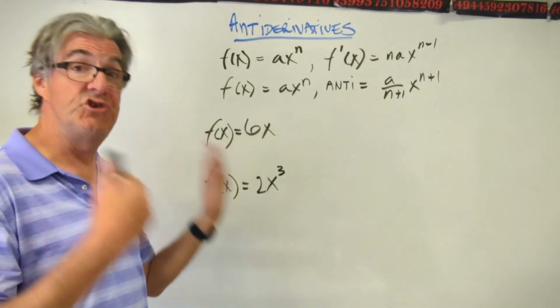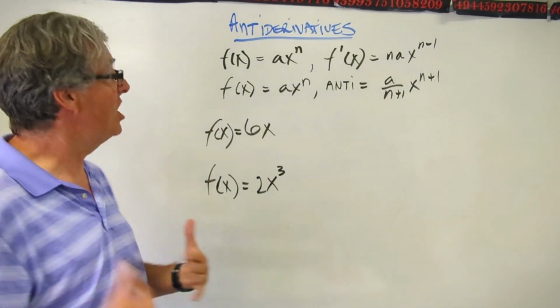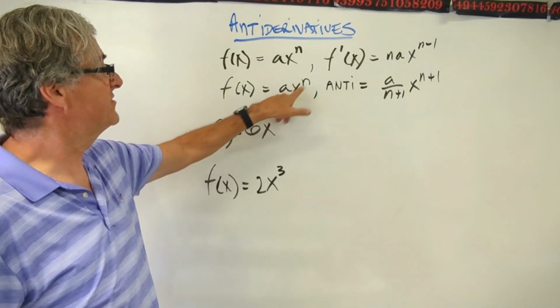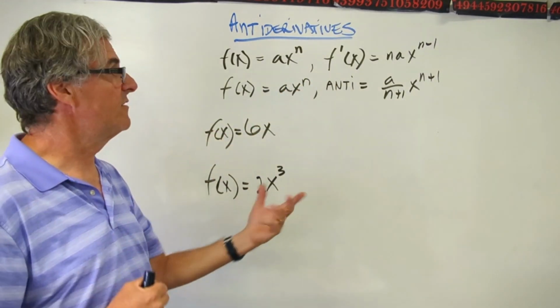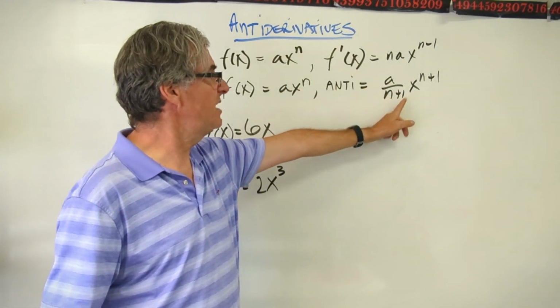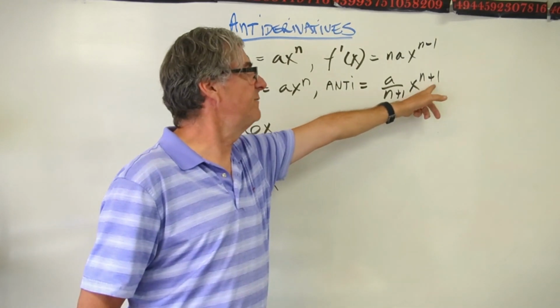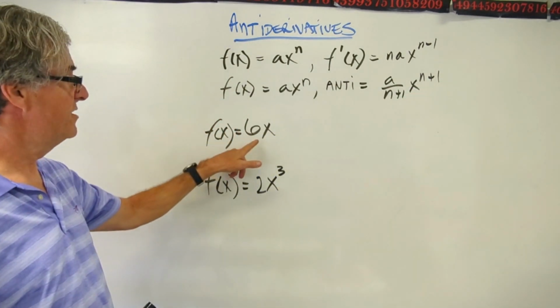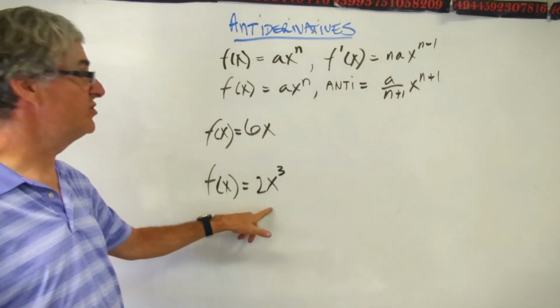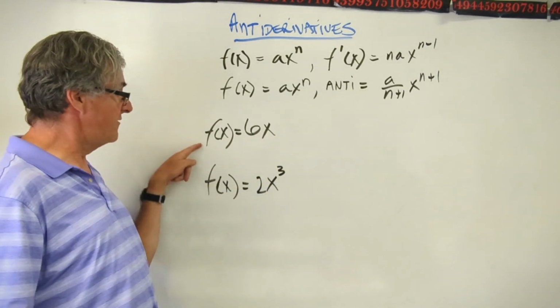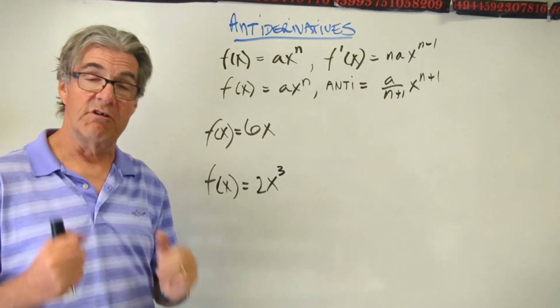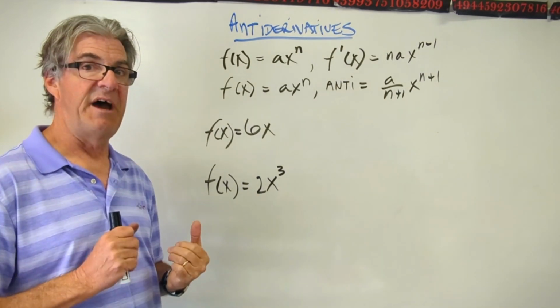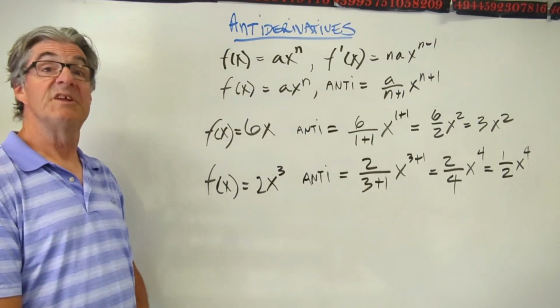If you're undoing that, you want to go backwards along the chain, and you're starting with ax to the n, then the antiderivative of that is a over n plus 1 times x to the n plus 1. Okay, summarizing, done. I want you to pause the video and try these two. Find the antiderivative of these two functions, write those down, and then come back. Okay, let's see how you did.